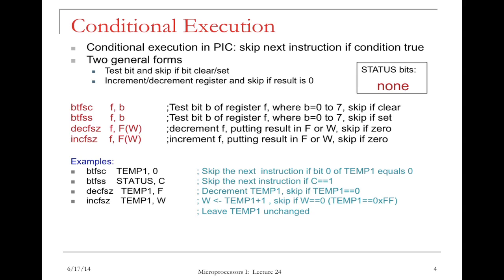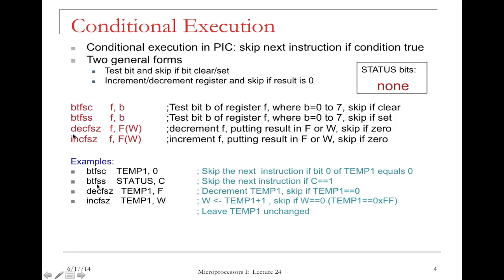Okay. Now we have 4 examples here, starting from the first one, BTFSC temp1, comma 0. I'm going to do bit test, and the bit I'm going to test is in this register temp1, and the bit location I'm going to test is 0. So I'm going to test the least significant bit of register or variable temp1. I will skip the next instruction if that bit is 0. Okay, that's the meaning of this instruction here.